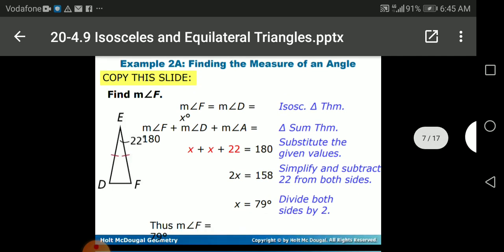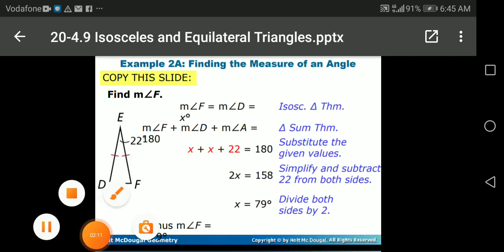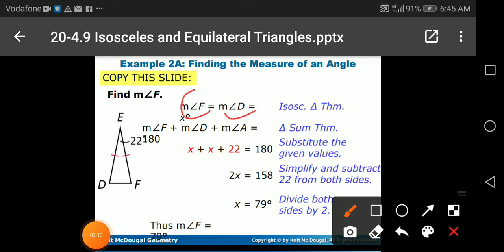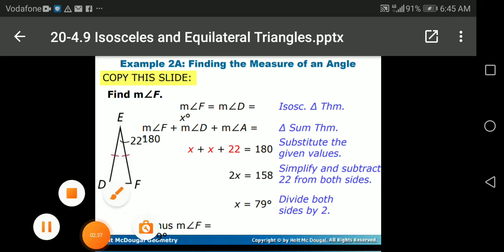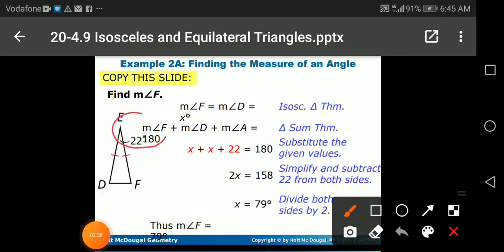I have here the measure of angle F. He asks me here, find the measure of angle F. Where is the measure of angle F here? He gives me that the legs are equal, the two sides are equal, and this is the vertex. Therefore, it's an isosceles triangle. Therefore, the measure of angle D is congruent to the measure of angle F. Okay, and it's given here that this is 22 degrees.